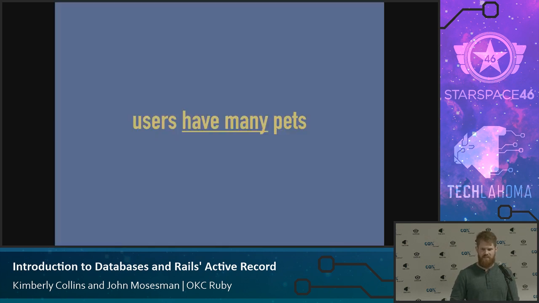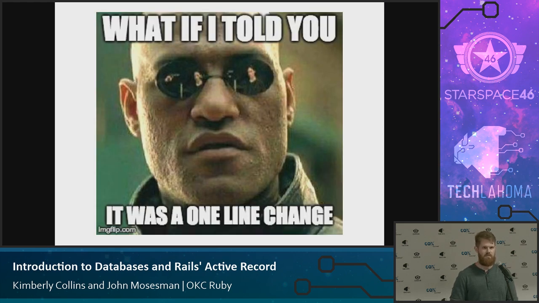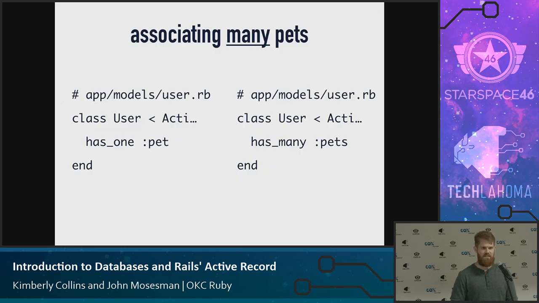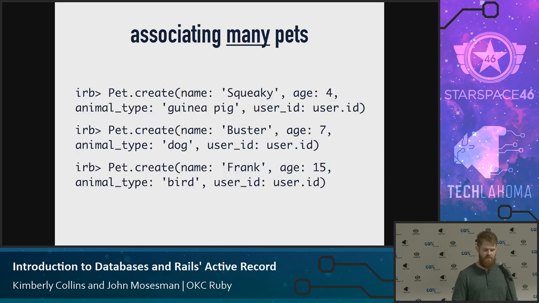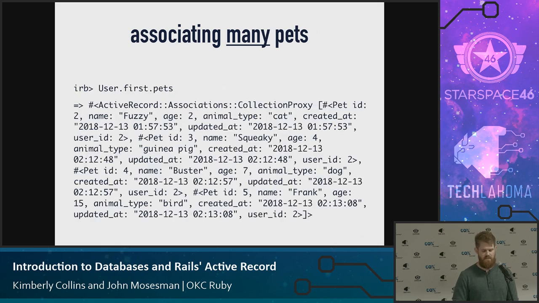So looking at the first case here, a user has many pets. What if I told you this was just a one-line change? I would tell you that because it is. So a user has one pet to a user has many pets. Done. If we create a couple of pets for the same user, add 3 more pets, and then we do user.first.pets, we get all their pets back. So between has one and has many, the database structure stays the same.